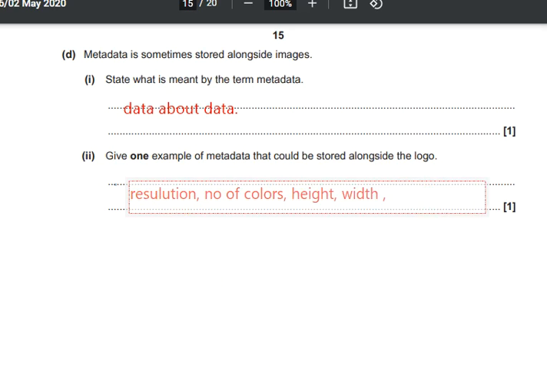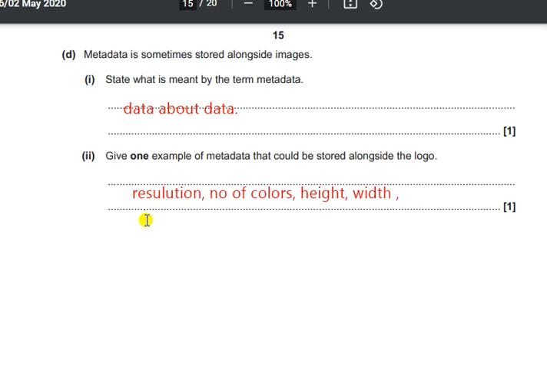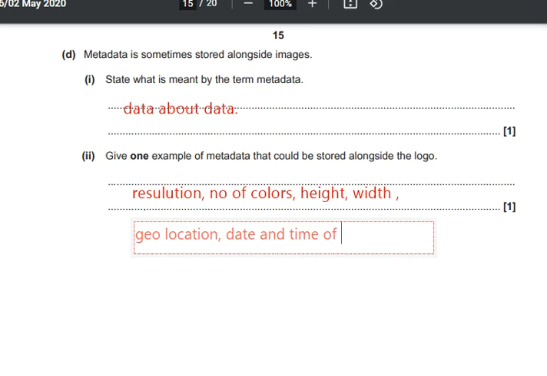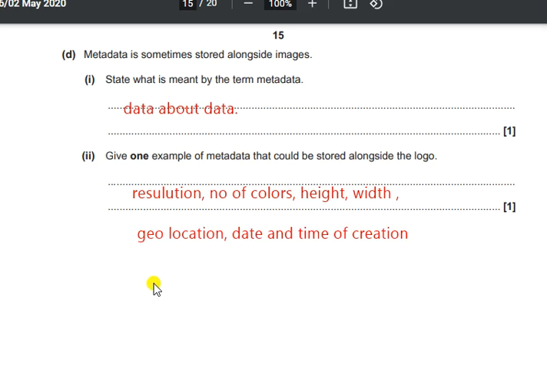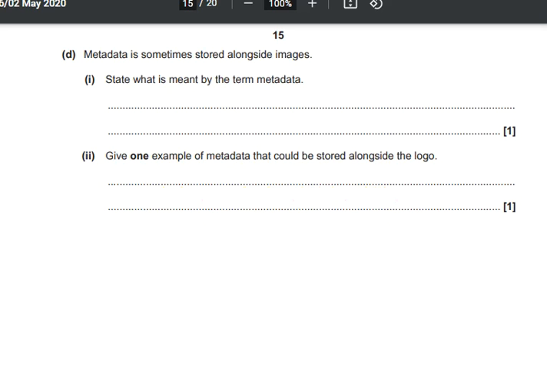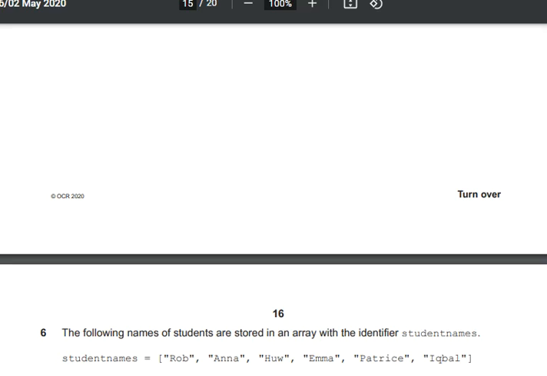and we can store the geolocation, that is geotagging information. Then we can store the date and time of creation of the image, and such information can be stored regarding the image. So that is what we have in this question.